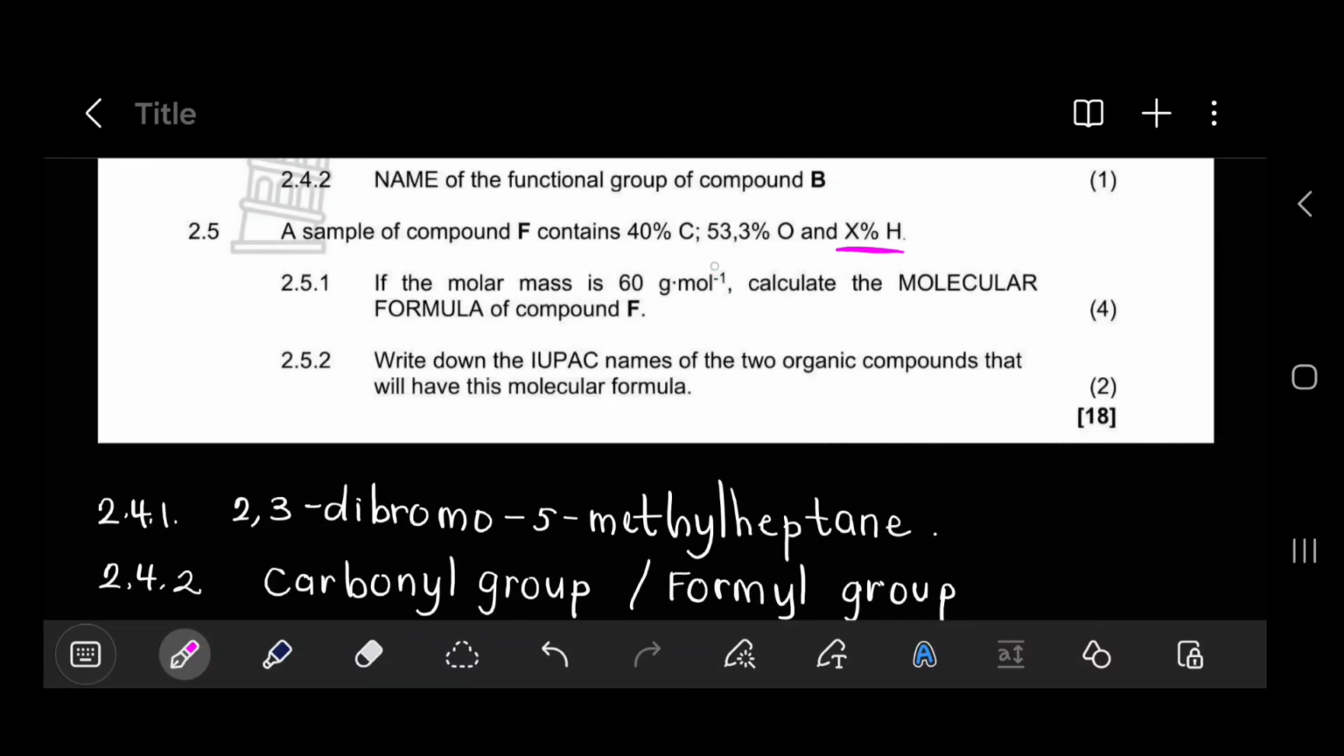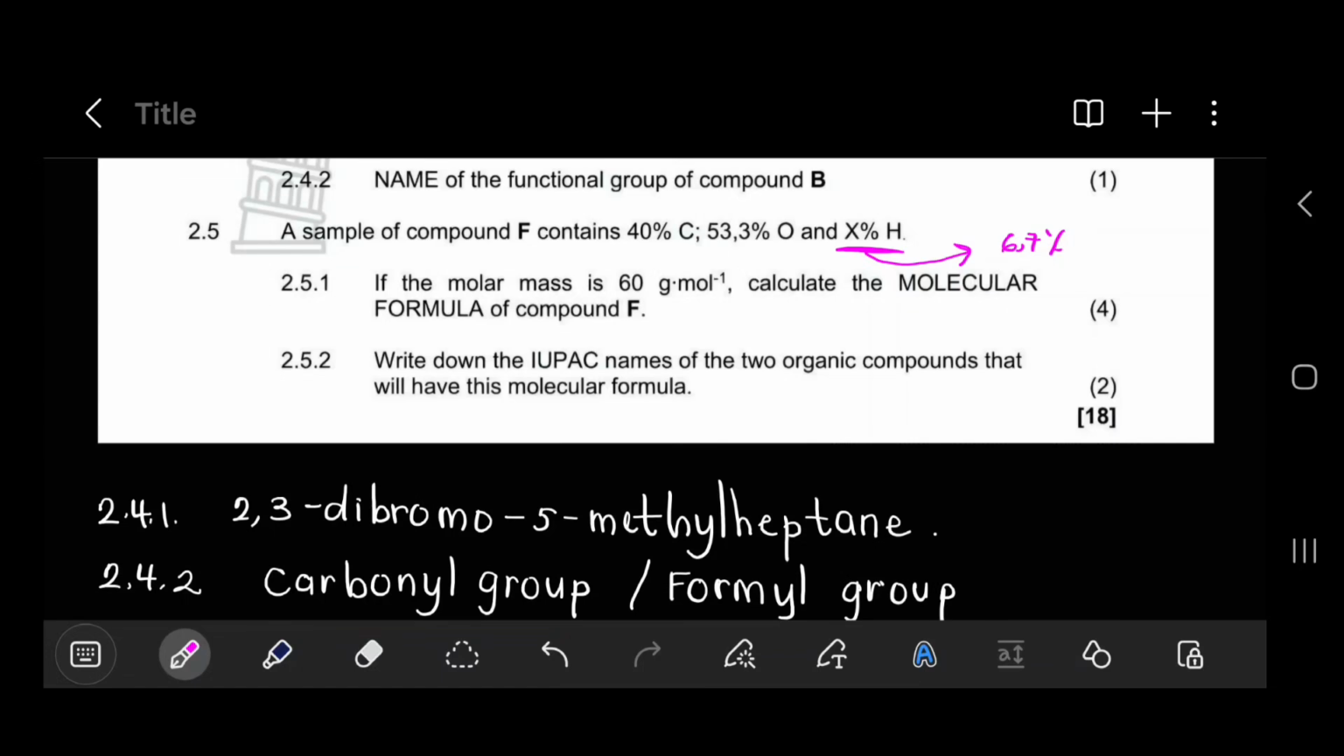So since we know the percentage composition of the other 2, to get the percentage of hydrogen in this compound, we just need to subtract the other two from 100. So if we take 100%, and we subtract 40% and 53.3%, we see that X here would be 6.7%. So they left that as something for you to think about, because remember, in grade 12, they're testing you on grade 10 knowledge.